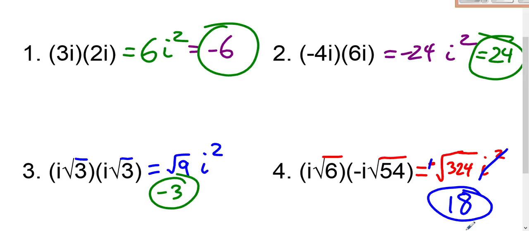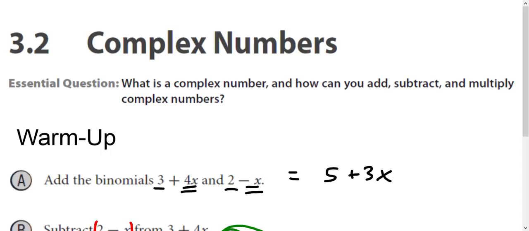So those are the two skills that you need to be able to do. You need to remember all the stuff about what i squared does and how to multiply. And you have to know how to combine like terms. That's all there is to this lesson. So we're just going to put it together.